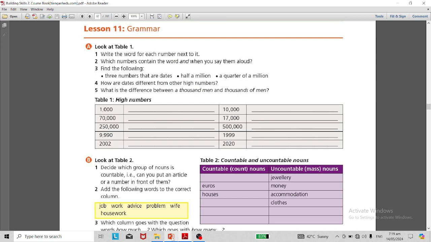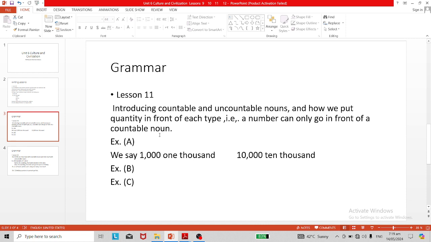For exercise A, what is the whole lesson about? Introducing countable and uncountable nouns and how we put quantity in front of each type. That's to say, a number can only go in front of a countable noun. I think you have ideas about countable and uncountable nouns.